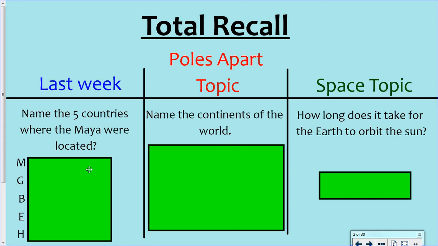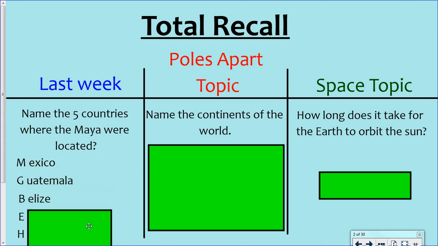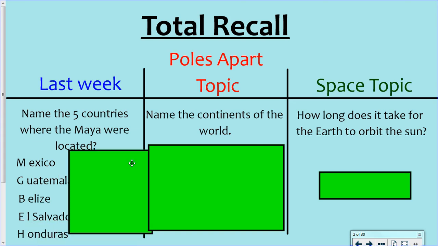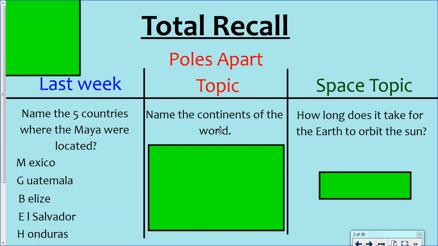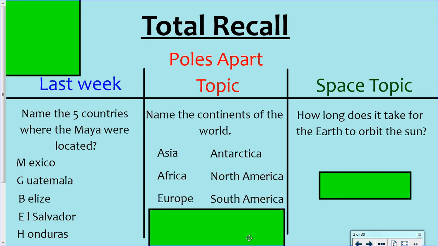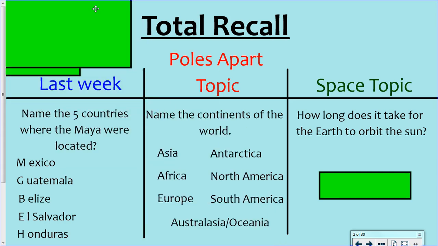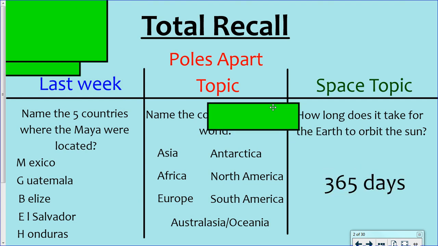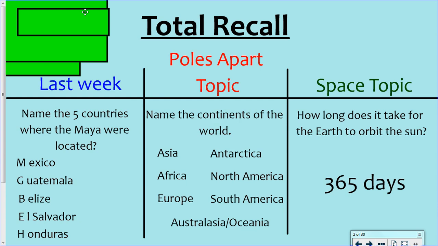Okay, so the 5 countries where the Maya were located are Mexico, Guatemala, Belize, El Salvador and Honduras. So well done if you got those. The 7 continents of the world: Asia, Antarctica, Africa, North America, Europe, South America and Australasia or Oceania. And finally, how long does it take for the Earth to orbit the Sun? It takes 365 days, otherwise known as a year. So well done if you got all those correct, well remembered.